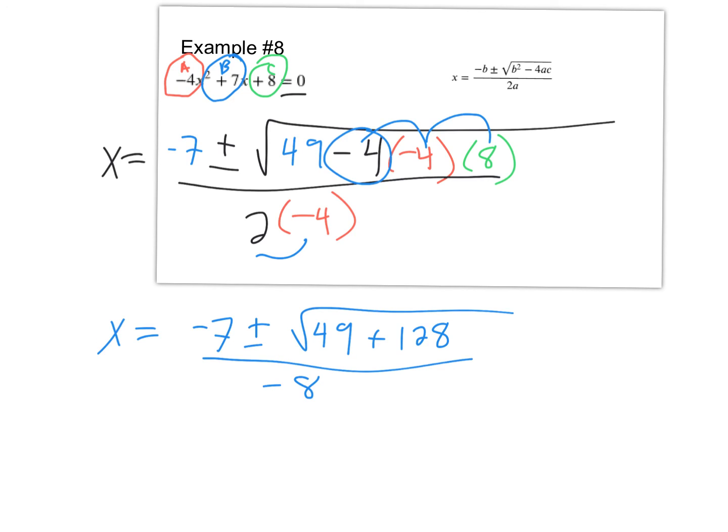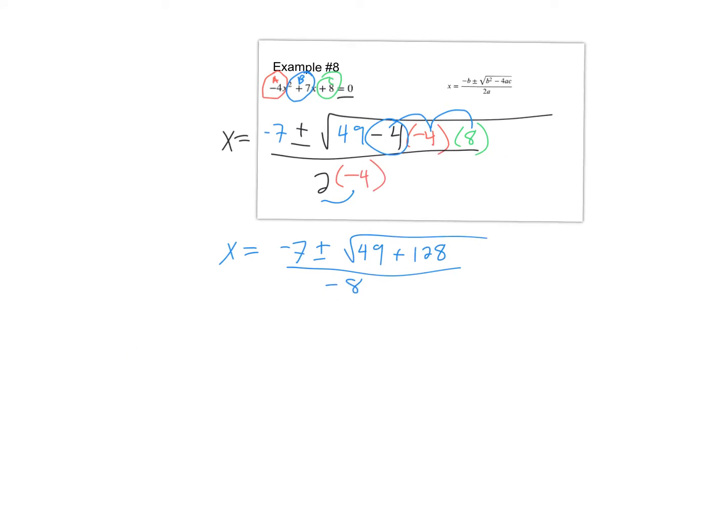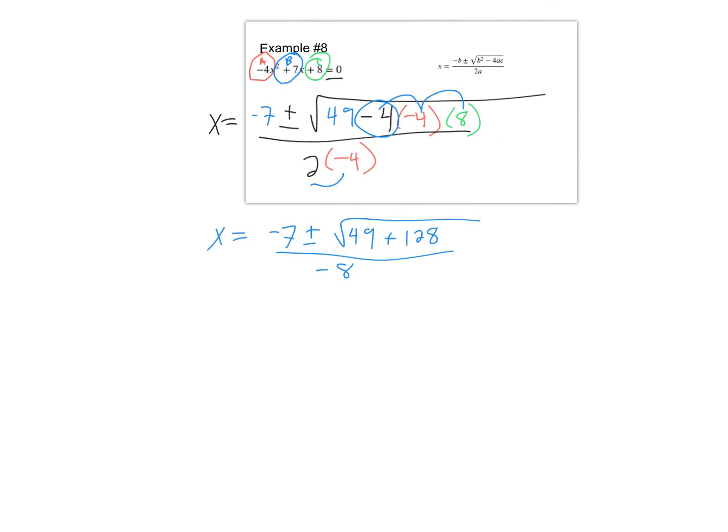All right. Shrink this. All right, so now let's do the math under the radicals. So I'm going to add the 49 to the 128. So x equals negative 7 plus or minus radical 177, all divided by negative 8.